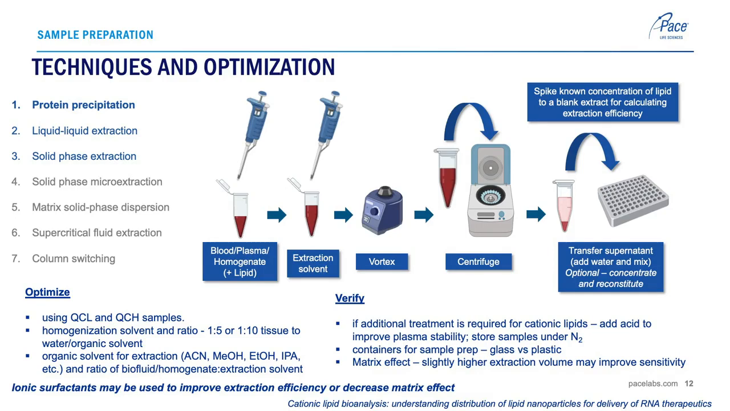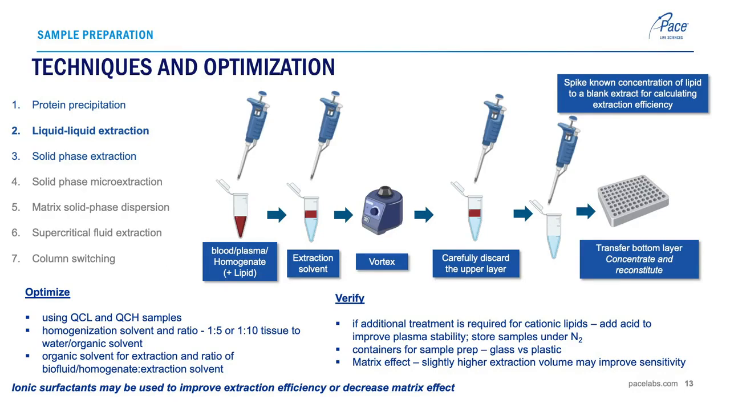We have seen improvement in extraction efficiency using low amounts of ionic surfactants, so this can be considered during the sample preparation. Adding acid to plasma improves the stability of cationic lipids. In order to preserve the stability of cationic lipids, it is recommended to store the samples under nitrogen. Verify if there is a significant difference between prepping the samples in glass versus plastic containers, and even the well plates are not an exception to this.